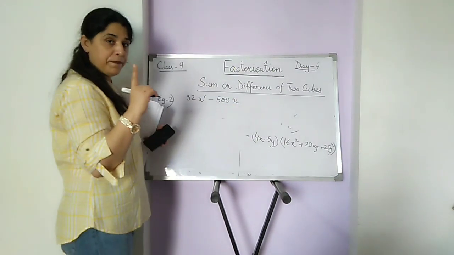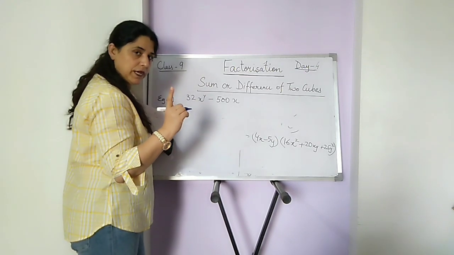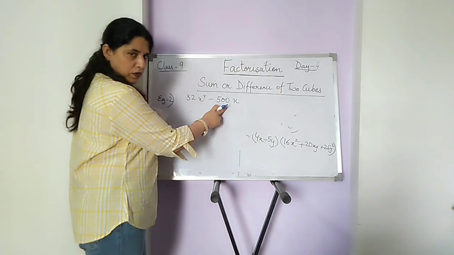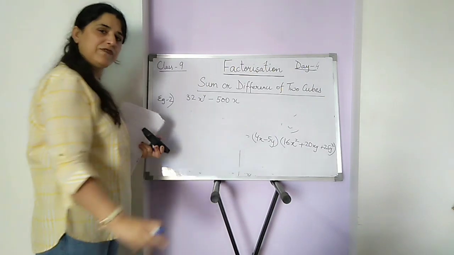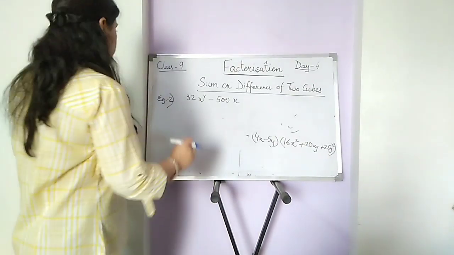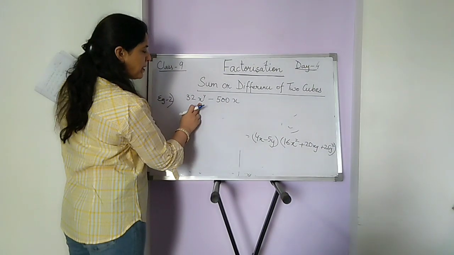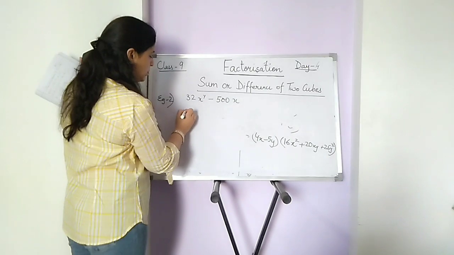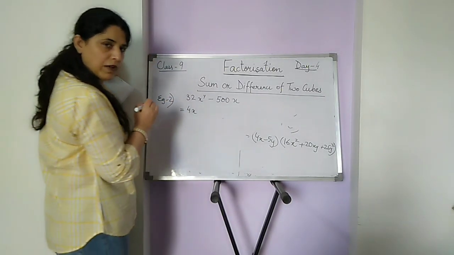What was the first step? The first step of factorization was to take the common part out, the HCF. 4 divides both: 4 8s are 32, and 4 divides 500 also, since 4 into 125 is 500. And among the literal part, x to the power 4 and x to the power 1, x will come out. So what comes out? The HCF is 4x.